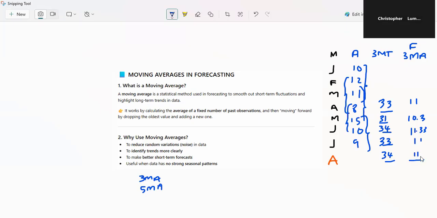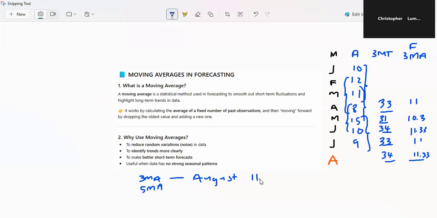So using the 3 moving average, our forecast for August is going to be 11.33. So you can do the same for the 5 moving average and you find the forecast for August.